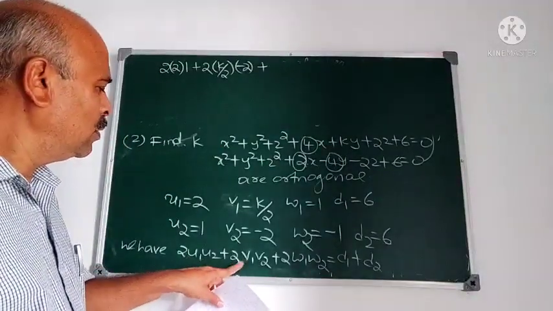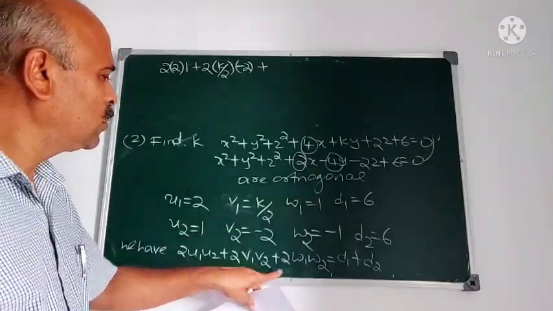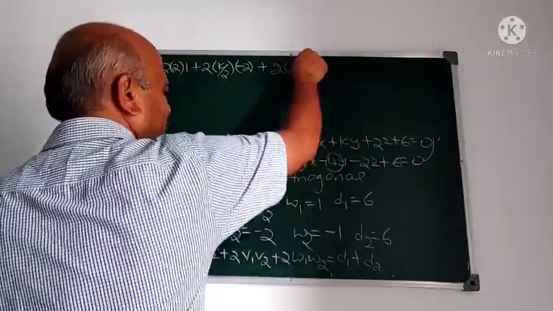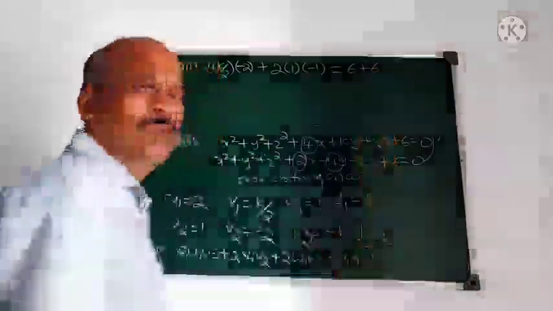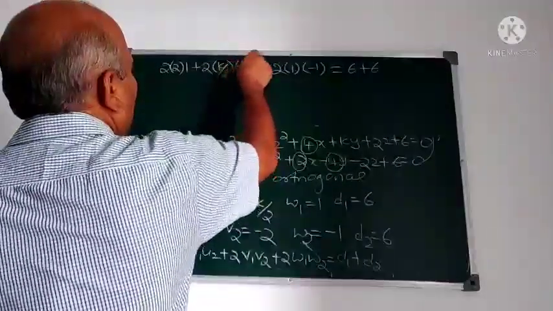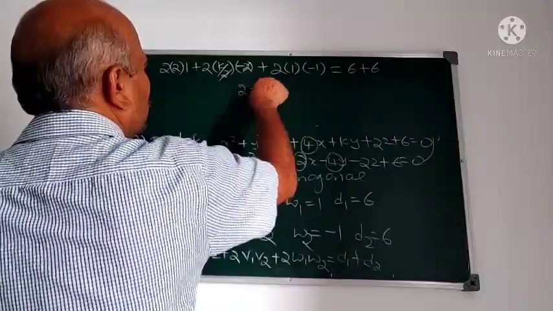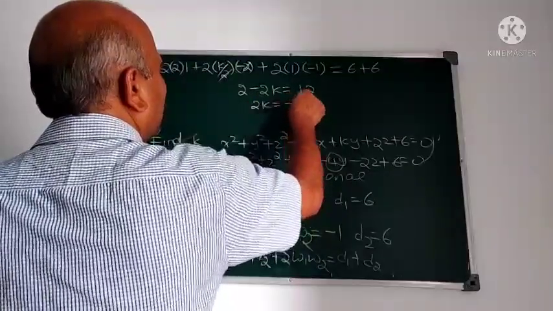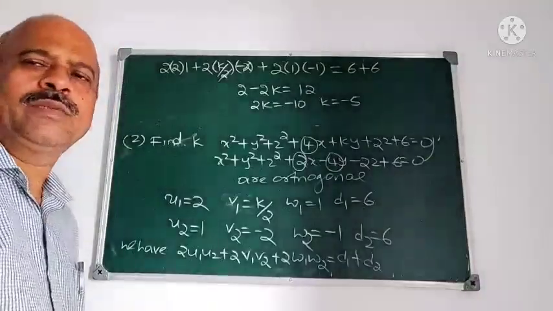2u1u2, 2v1v2. Am I correct here? v1v2 plus 2w1w2. What is w1? w1 is 1, w2 minus 1 is equal to d1 plus d2. Therefore, 4 minus 2, 2 minus 2k is equal to 12. Therefore, 2k is minus 10, k is equal to minus 5. Verify again. Value of k is minus 5.